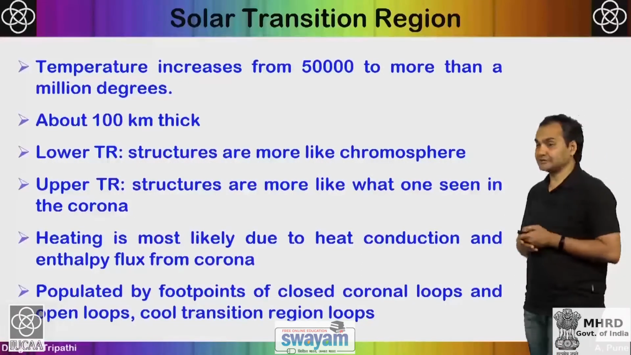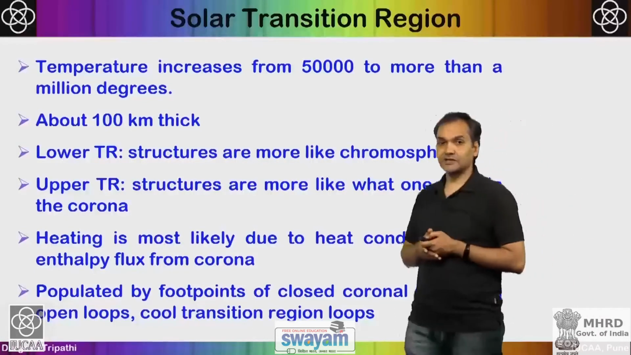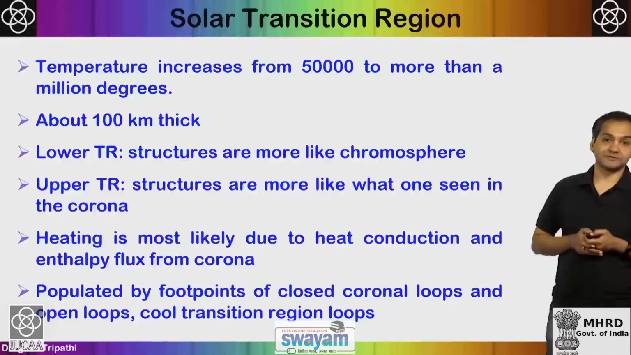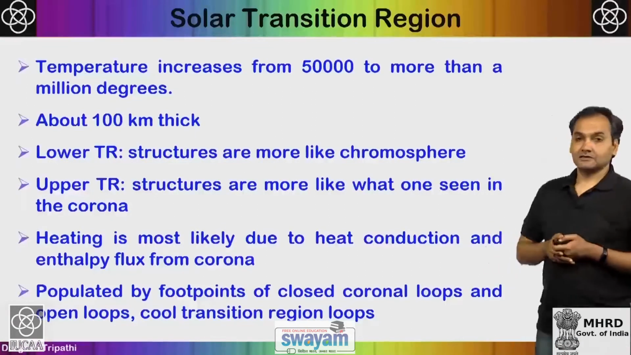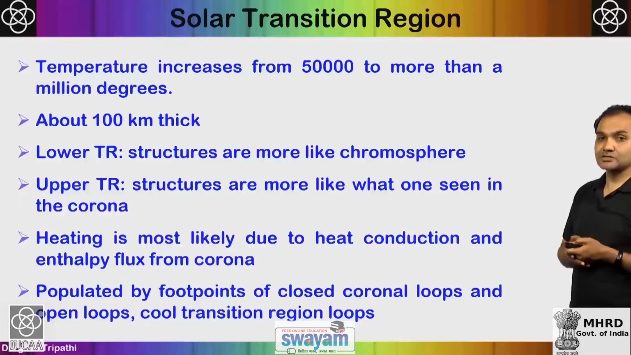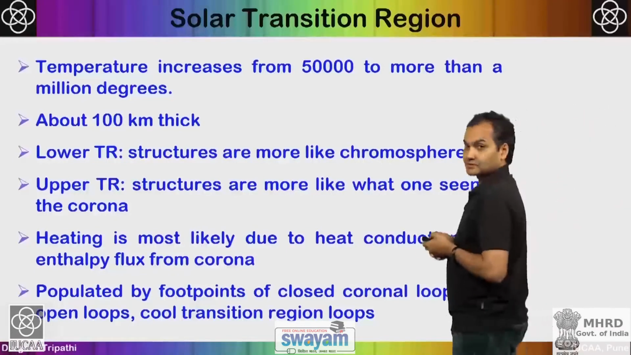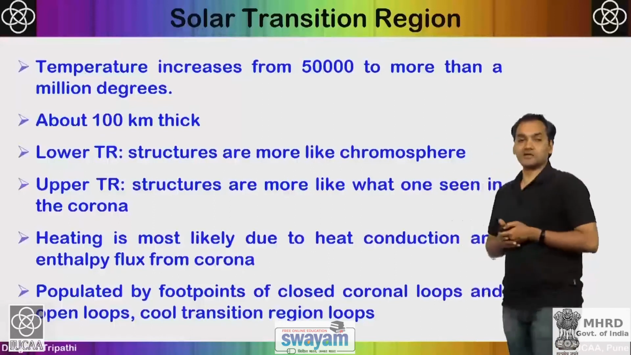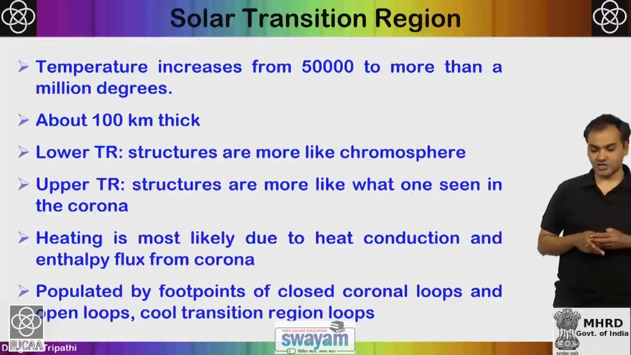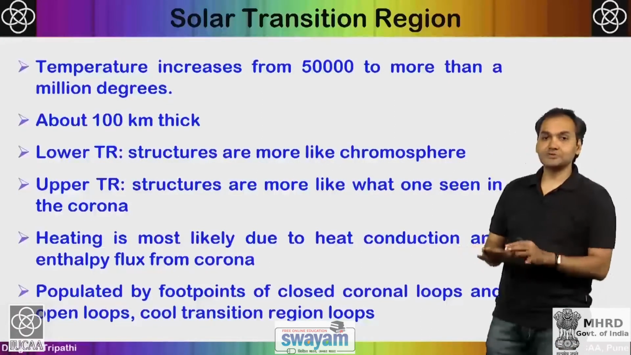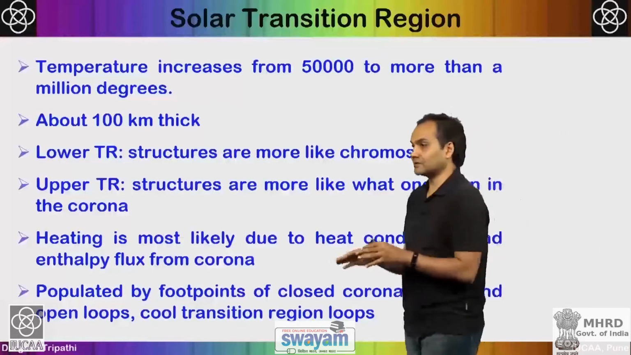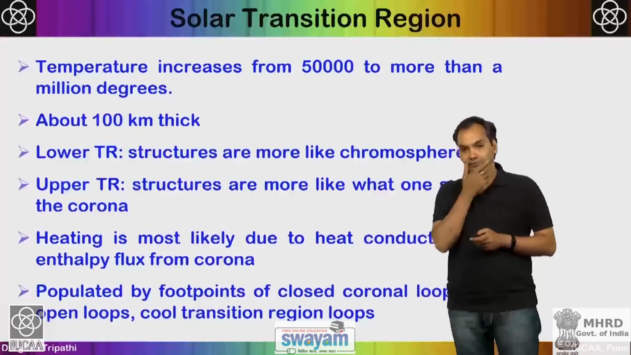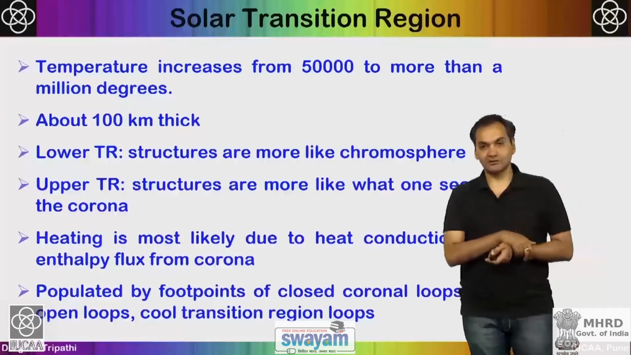Heating is most likely due to heat conduction from the corona and enthalpy flux from the corona. Now, the structures you see are mostly the foot points of the closed loops. You also see filaments, open loops, foot points of the open loops. In addition, you have a lot of short low-lying cool loops in the transition region. We call them cool loops because they are cooler than the loops you would see up in the corona at more than 1,000,000 degrees.